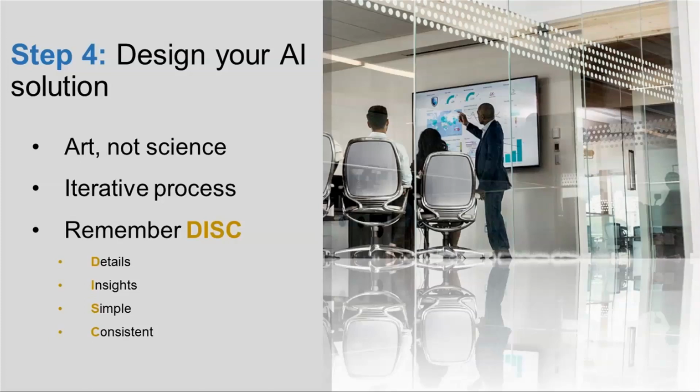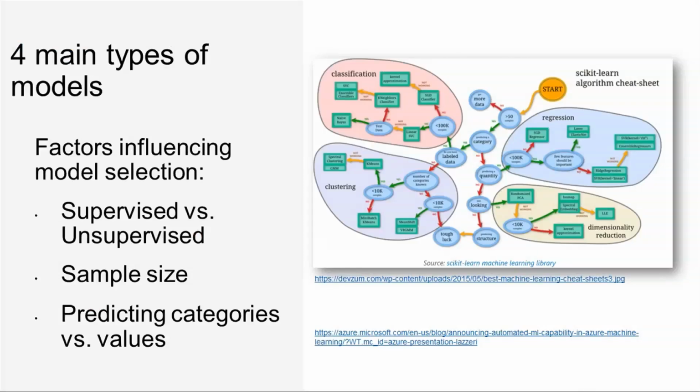Get deep in your data. Think about the insights and problems that are most useful to your customers, and design a solution that is simple and consistent. You may not always need AI. But if you choose to use AI, there are 4 main types of models. And complexity here is determined by, is the model supervised or unsupervised? Supervised learning means that you have a way to label your data set.